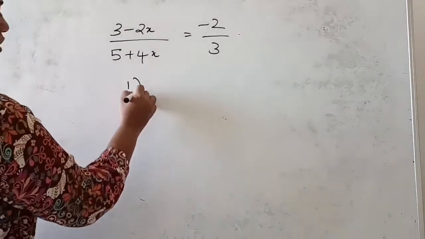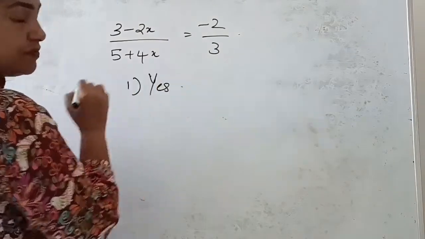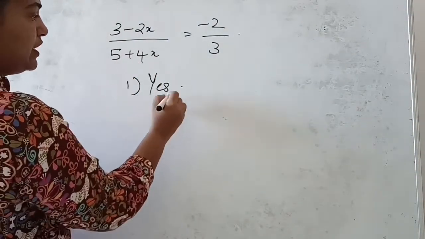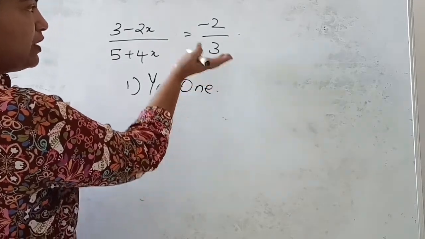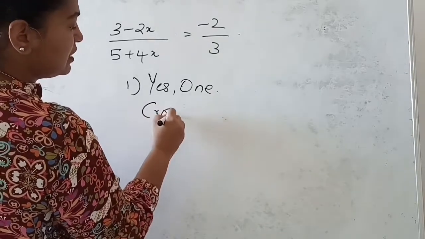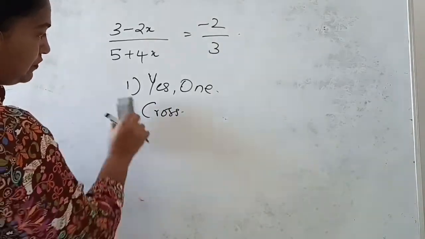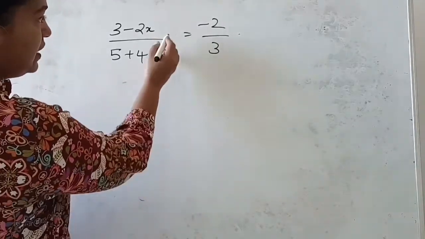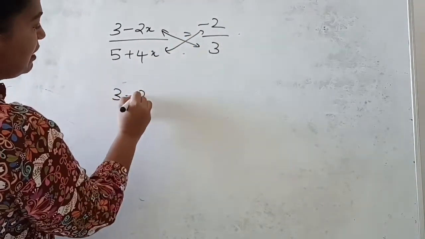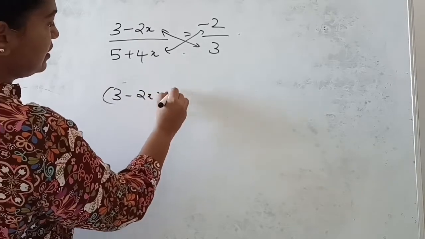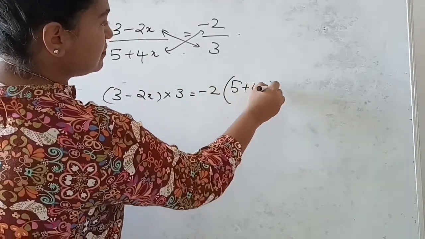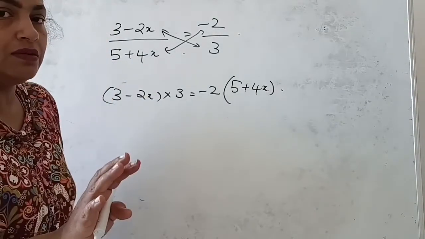So yes, I have fractions. How many terms are there on the LHS and on the RHS? I have got only one term. On LHS I have one term and on RHS one term. So what was my method? Cross multiply. So I cross multiply. So what do I get? (3 minus 2x) into 3 is minus 2 into (5 plus 4x). So my first step is done.